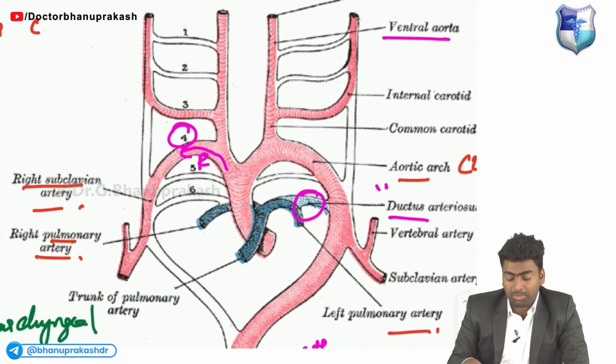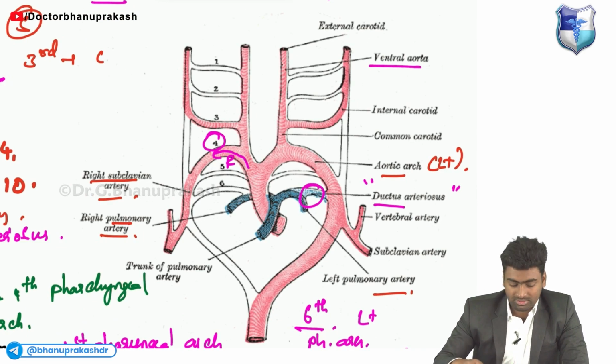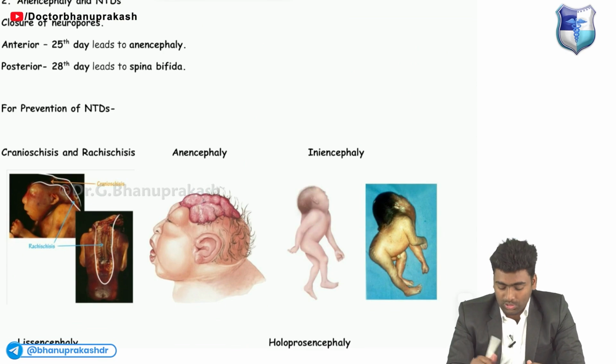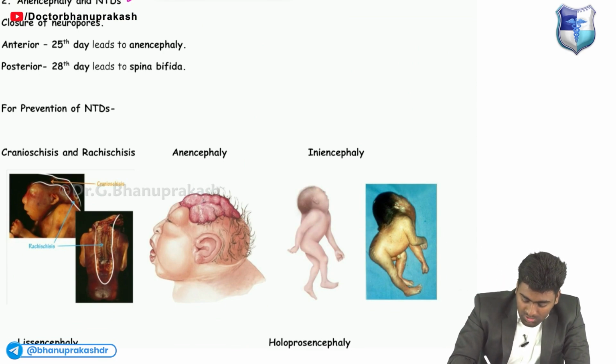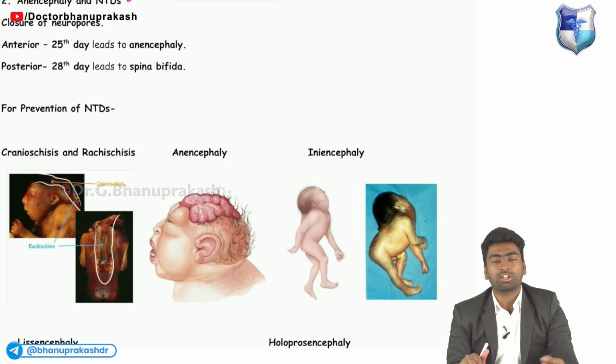Right? Final point to note, just remember that the ductus arteriosus is from the left 6th pharyngeal arch derivative. Okay? And next, we'll see the neural tube defects. It is one of the most important topics, and it is repeated in all of the examinations. We see about the neural tube.